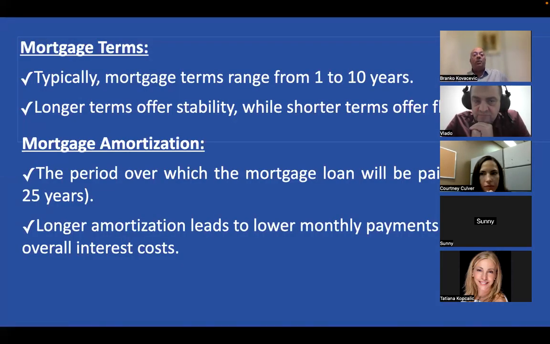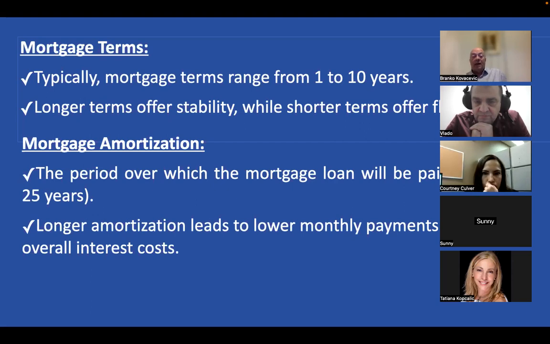Another essential part of the mortgage is also the term. It can be from 1 to 10 years. Most people go with a 5-year term. A longer term gets you stability, and a shorter term gets you more flexibility.